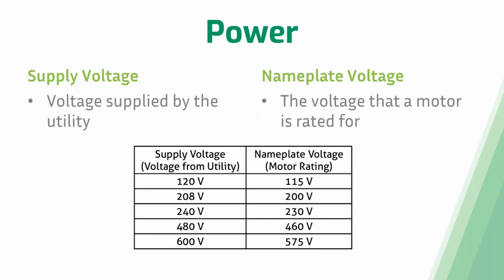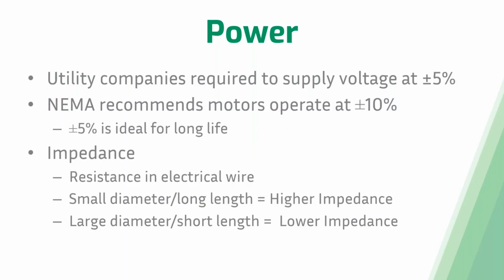So let's talk about these differences a little bit more. Utility companies are required to supply voltage at plus or minus 5% of the standard supply voltages that we just saw on the previous slide. So to account for this variation in power supplied, NEMA, which is the National Electrical Manufacturers Association, recommends that motors operate at plus or minus 10% of those supply voltages.